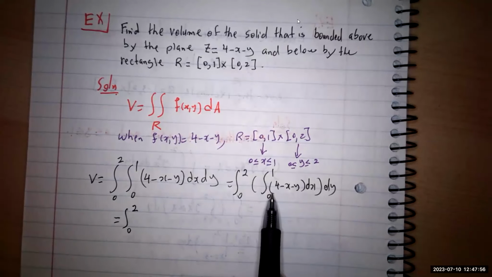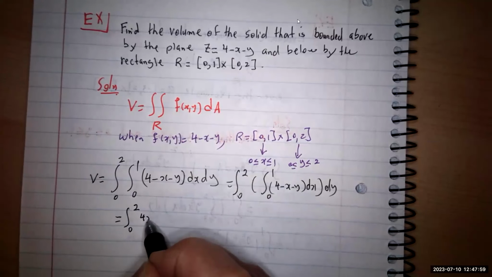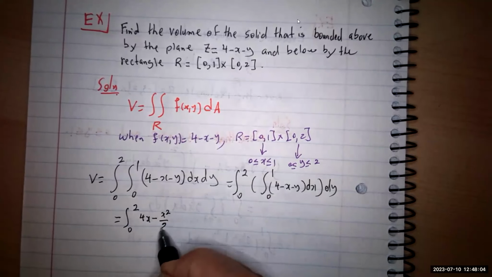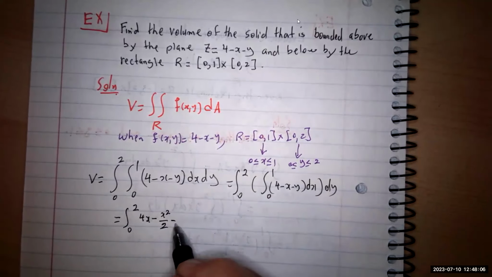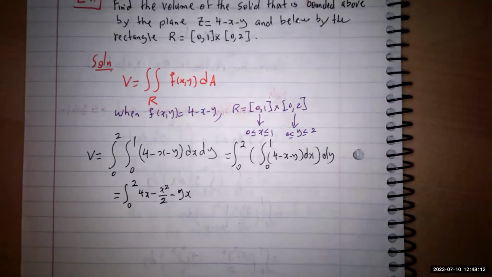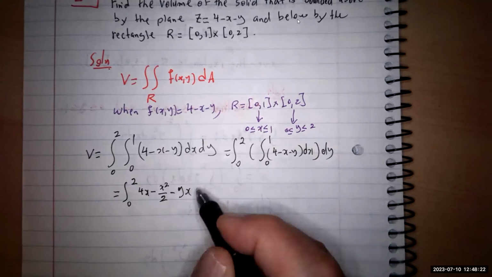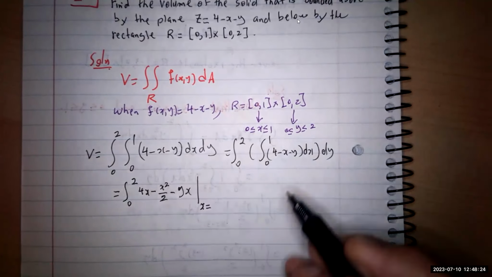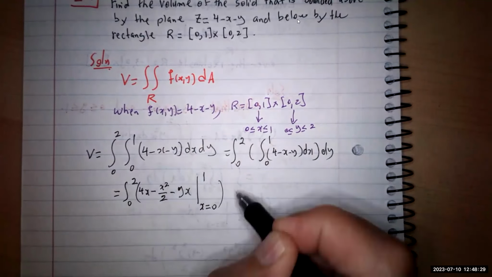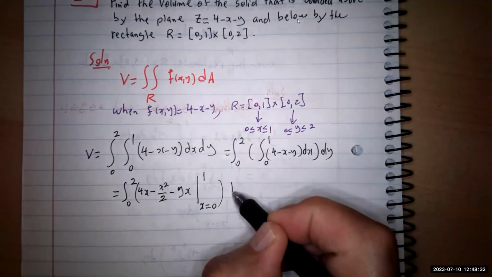With respect to x, the integral of 4 would be 4x. The integral of x would be x squared over 2. y is a constant, so the integral of y would be yx, like when we have a 2, 2x, 5, 5x. So it's going to be 4x minus x squared over 2 minus yx, with x going from 0 to 1, and when we're done, we come back and integrate with respect to y.